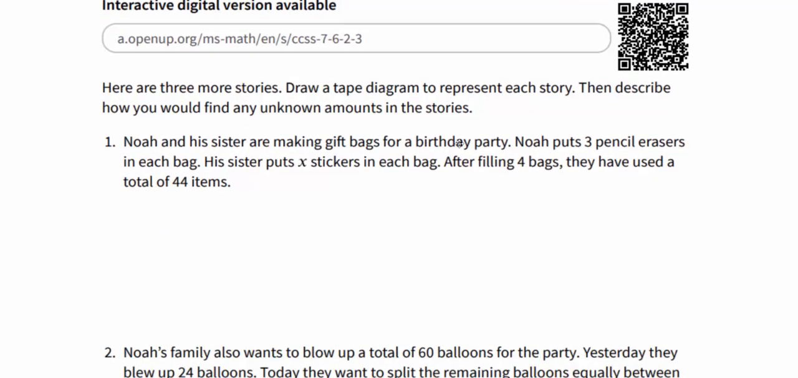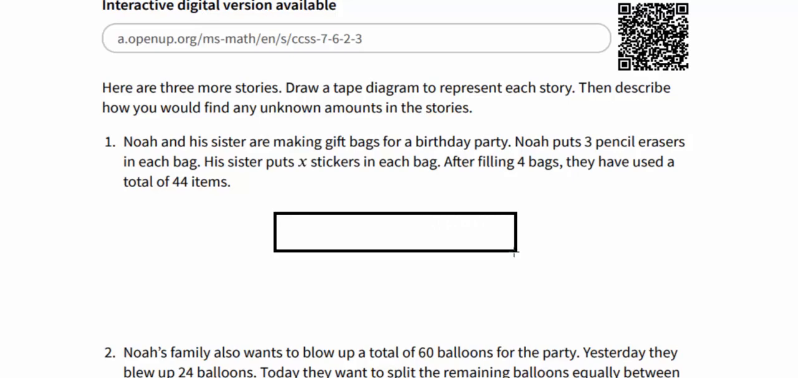So number 1 says, Noah and his sister are making gift bags for a birthday party. Noah puts 3 pencil erasers in each bag. His sister puts X stickers in each bag. After filling 4 bags, they have used a total of 44 items. So the first thing I'm going to do is draw a rectangle representing the total amount. Okay, so my total amount I know is 44.